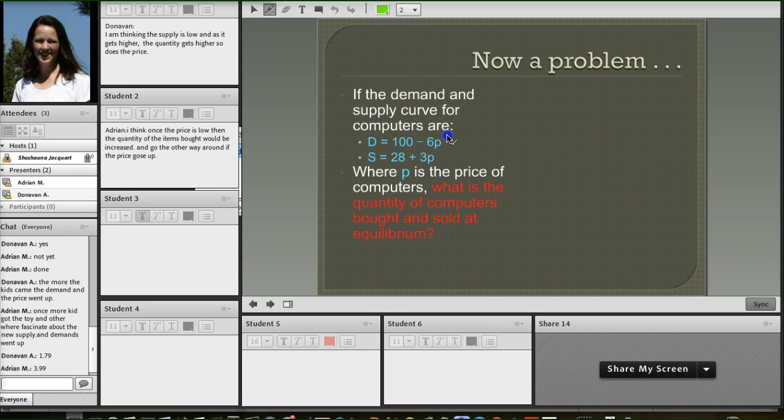You take these two equations and you just set them equal to each other. And so you're going to take 100 minus 6p equals 28 plus 3p. You get p's to the same side and your numbers to the other side and solve for p. And that's finding the equilibrium. Does anybody have any questions, comments that you want to make?